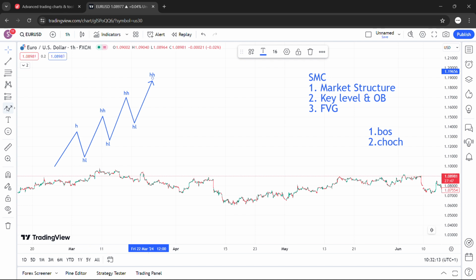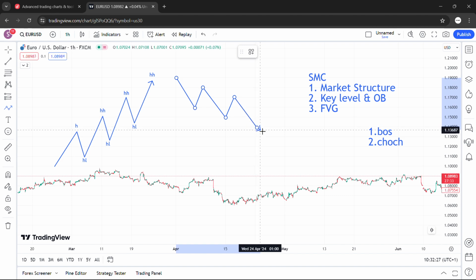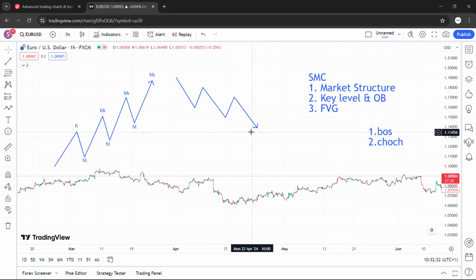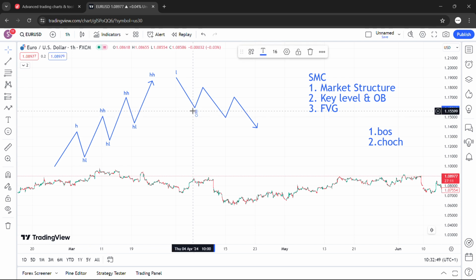Then in a downtrend, price creates what we call lower highs and lower lows. So it creates a low, a lower high, a lower low, a lower high, and a lower low. As you can see, this is the low. We'll label it as L. Then price will create what we call a lower low. It is called a lower low because it is lower than the previous low. Then it creates a lower high.